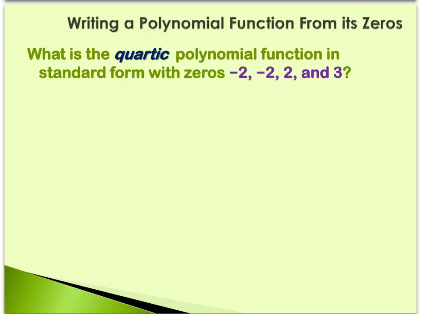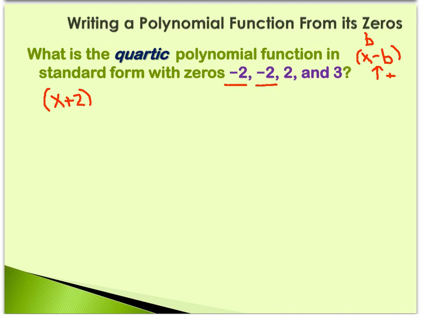So we are going to write a quartic polynomial function in standard form with the zeros negative 2, positive 2, and 3. Now if I have negative 2 as a zero of my function, then I must have started out with x plus 2 as a factor. So remember, whenever b is a zero, x minus b is going to be a factor. And if b ends up being negative, this guy right here will be a plus sign. Okay, so that's according to the factor theorem.